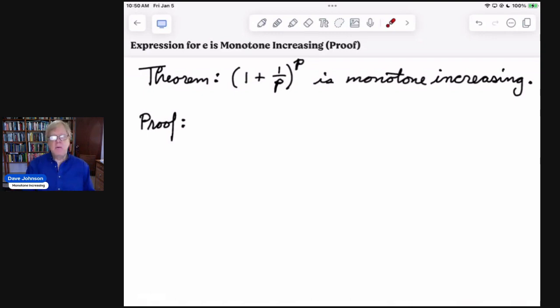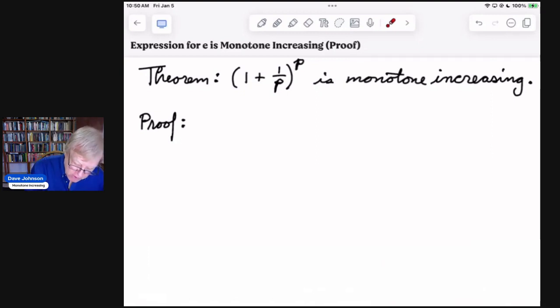So the expression that I'm talking about is 1 plus 1 over p raised to the p. And I actually had a different expression in my other video, which was 1 plus, say, x raised to the 1 over x, but you can see immediately that those are equivalent depending on whether x is going to 0 or x is going to infinity. Here, we're assuming that x is going to infinity.